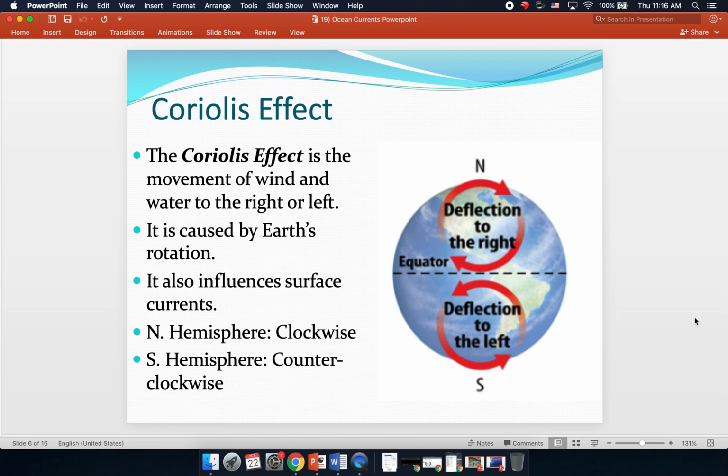All right, the Coriolis effect is the movement of wind and water to the right or left, and it's caused by Earth's rotation. It also influences the movement of the surface currents, and it causes surface currents in the northern hemisphere to move in a clockwise direction and in the southern hemisphere to move in a counterclockwise direction, such as you see in the picture here. You can see here in the northern hemisphere, it's going clockwise, and in the southern hemisphere, our surface currents are flowing counterclockwise.